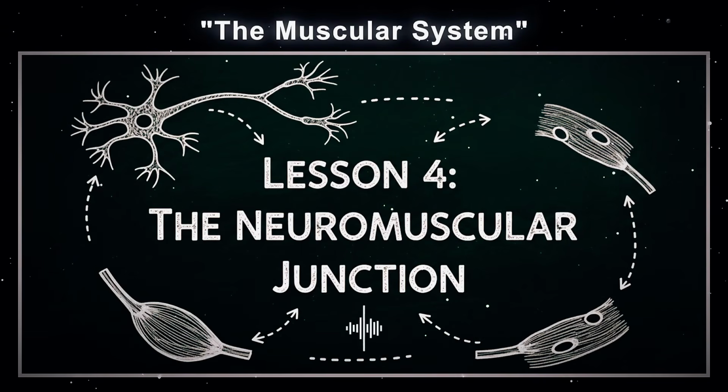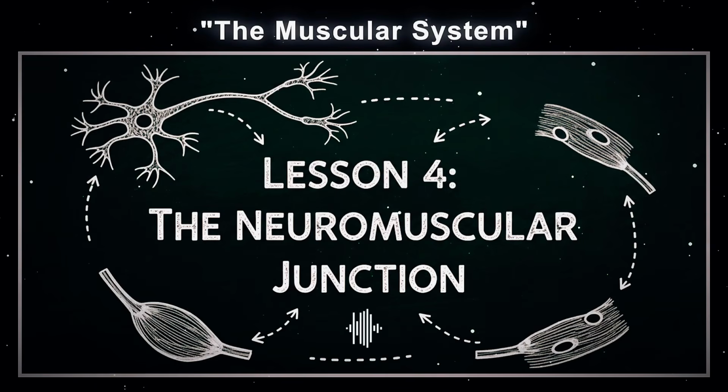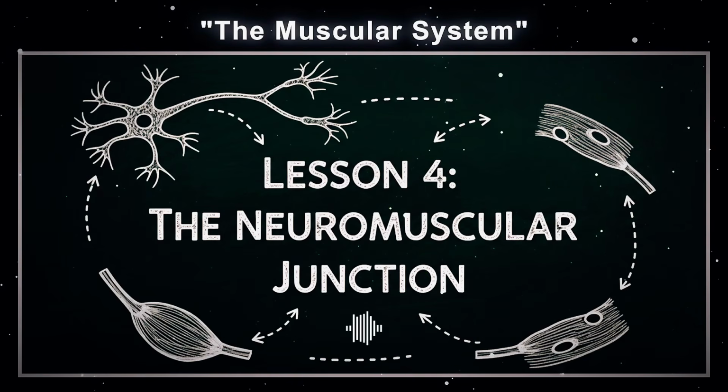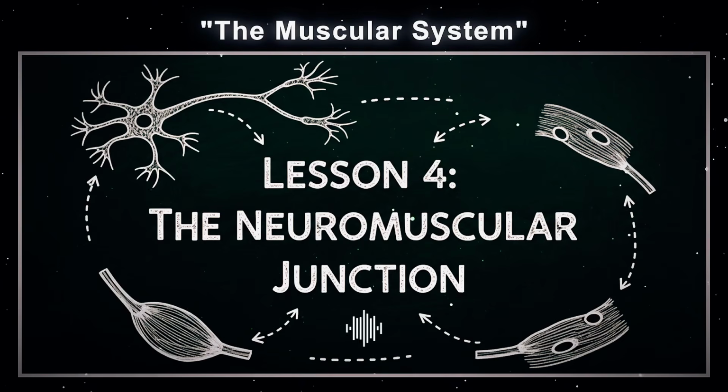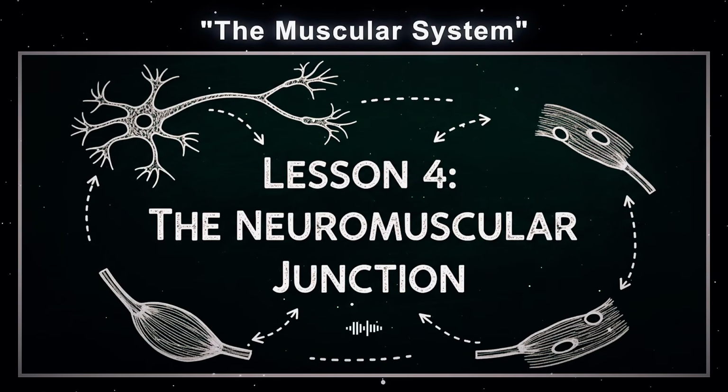But here is the most remarkable detail: they do not actually touch. If you were to look at this junction under the most powerful microscope, you would see a tiny, infinitesimal gap between the end of the nerve and the surface of the muscle. This gap is called the synaptic cleft. It is a chasm, filled with a gel-like substance rich in glycoproteins. It separates the two worlds. The nerve is on one side, the muscle is on the other.